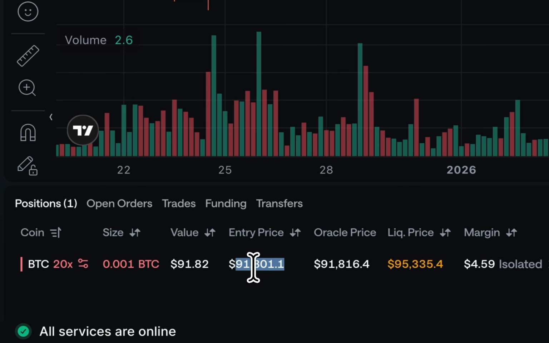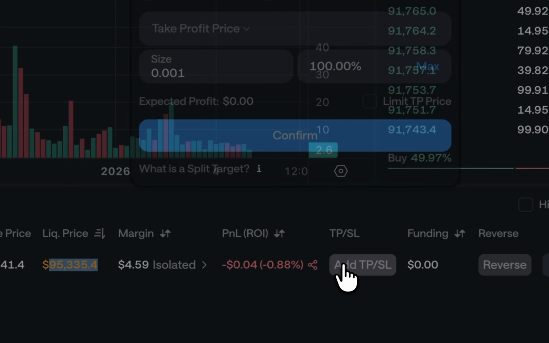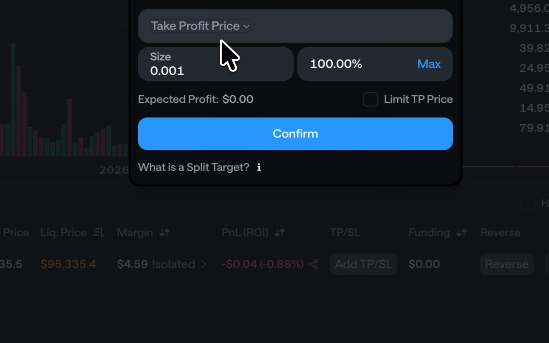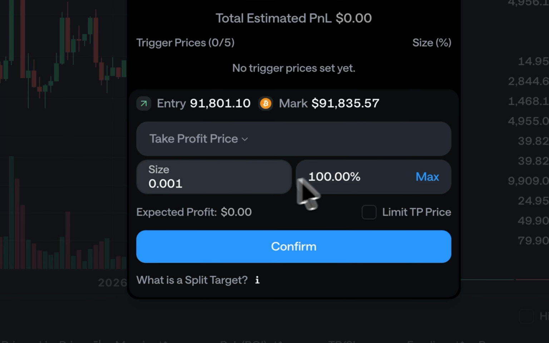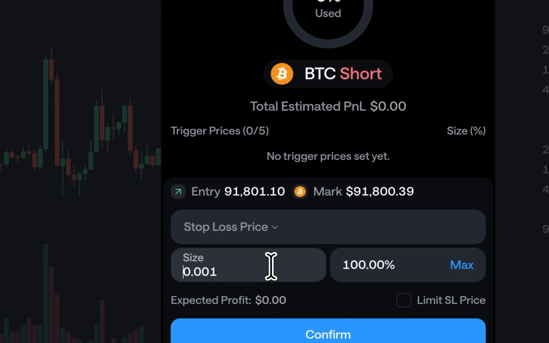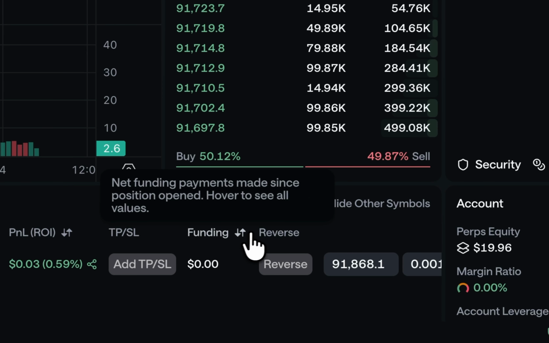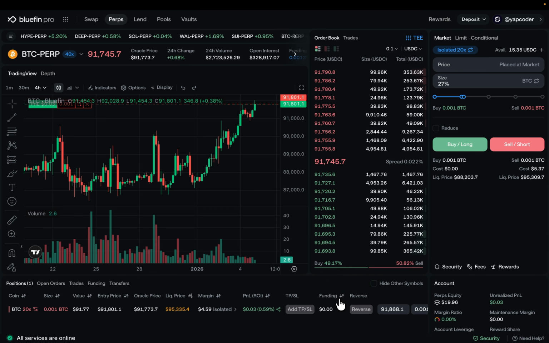The position is closed. Then we also see the margin. You can also see the current ROI or PNL. You can also see take profit and stop losses. I can also set. So you can set a price at which you want to take profit and another price that you want to pretty much stop your losses. So you can see like enter that and then set those. Then you can also see funding that you currently have to pay to maintain the position.